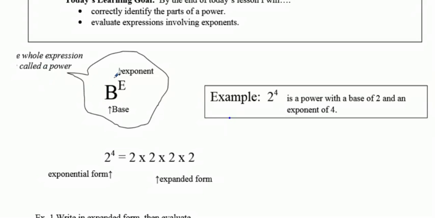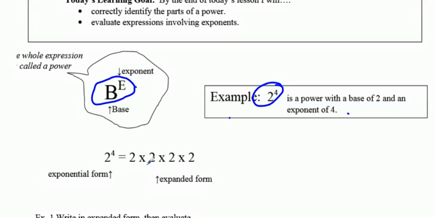Okay, so this is a power. It consists of two parts, the base and the exponent. The whole thing is considered a power. Sometimes it gets confusing because a power like this might be said to be 2 to the power 4, and so you might think the power is just the 4. But the power is the entire thing. It has to have a base and an exponent. But we do say sometimes 2 to the power 4. So 2 to the power 4 is a power with a base of 2 and an exponent of 4.